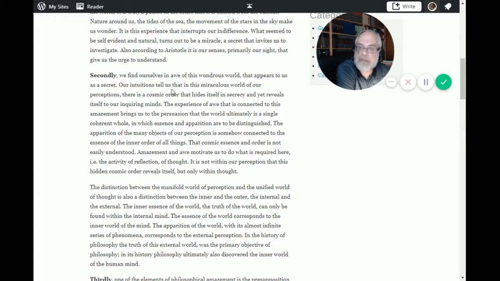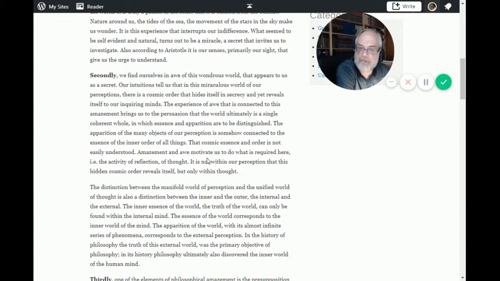Secondly, we find ourselves in awe of this wondrous world that appears to us as a secret. Our intuitions tell us that in this miraculous world of our perceptions, there is a cosmic order that hides itself in secrecy and yet reveals itself to our inquiring minds. The experience of awe that is connected to this amazement brings us to the persuasion that the world ultimately is a single coherent whole in which essence and apparition are to be distinguished. The apparition of the many objects of our perception is somehow connected to the essence of the inner order of all things. That cosmic essence and order is not easily understood.